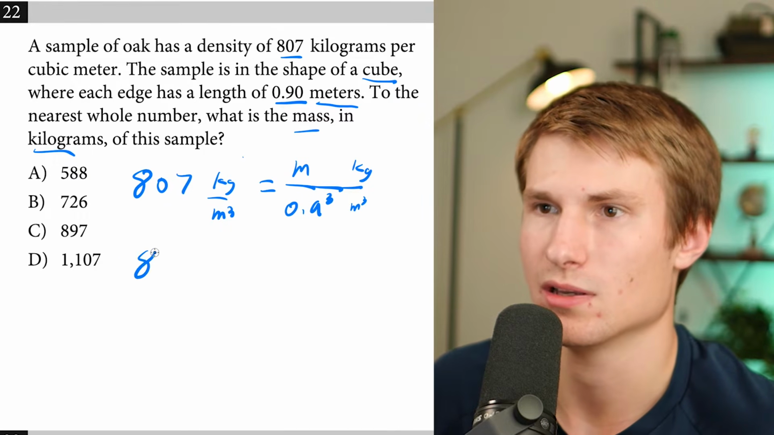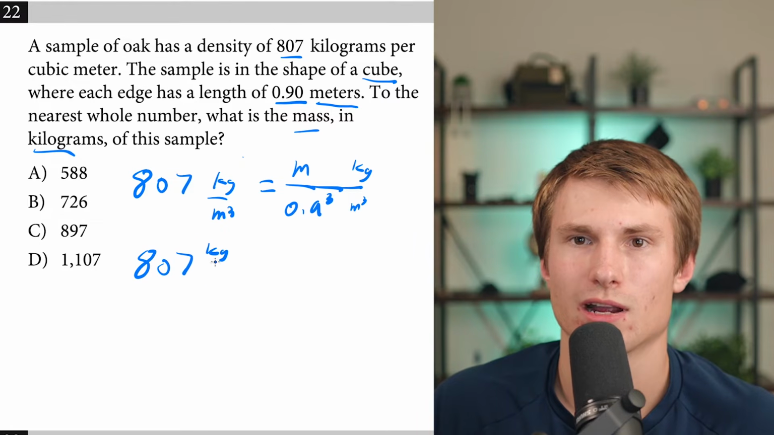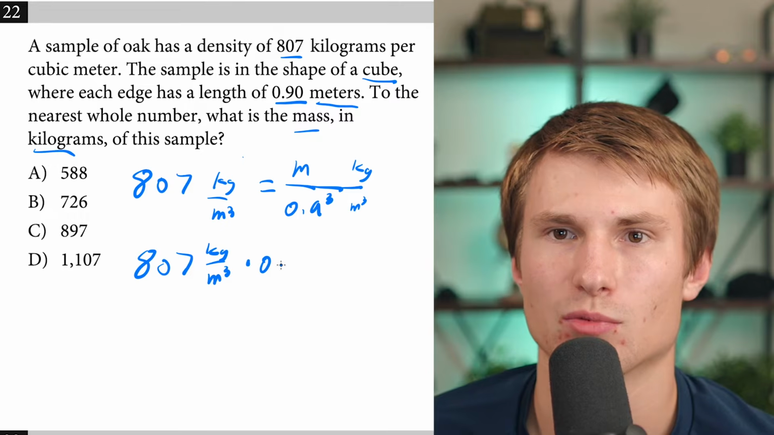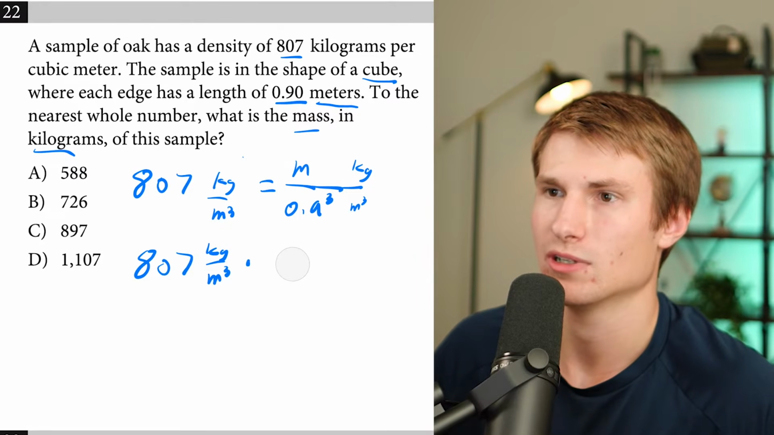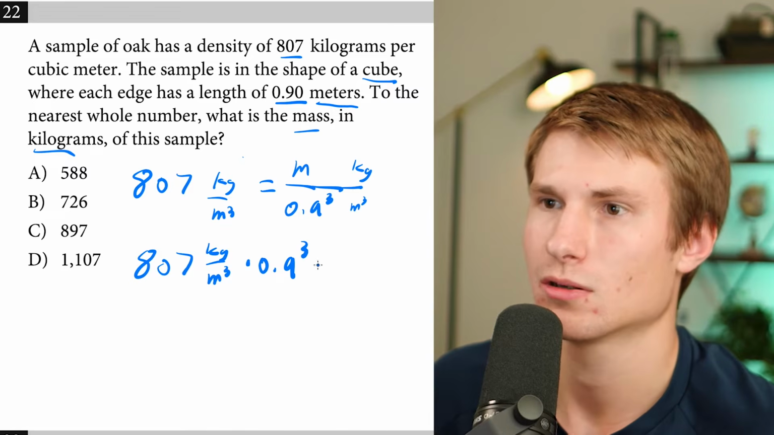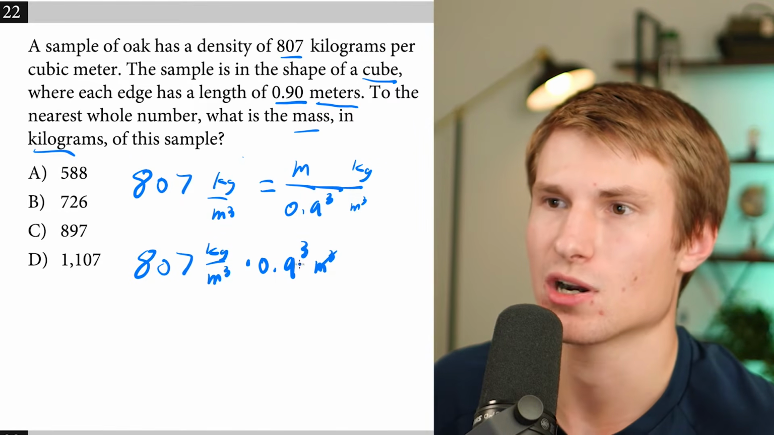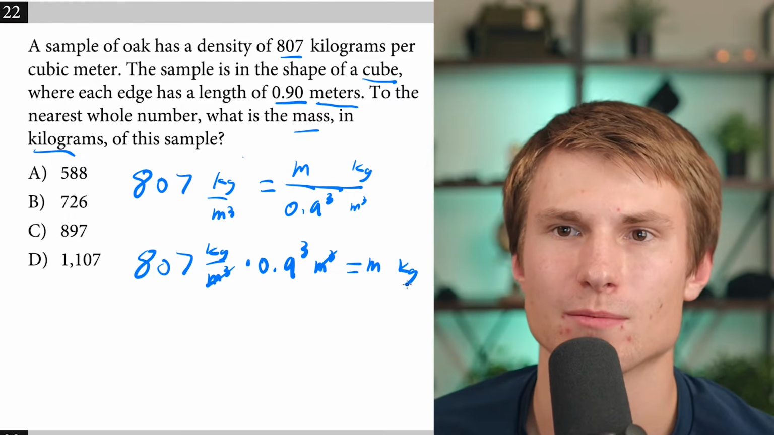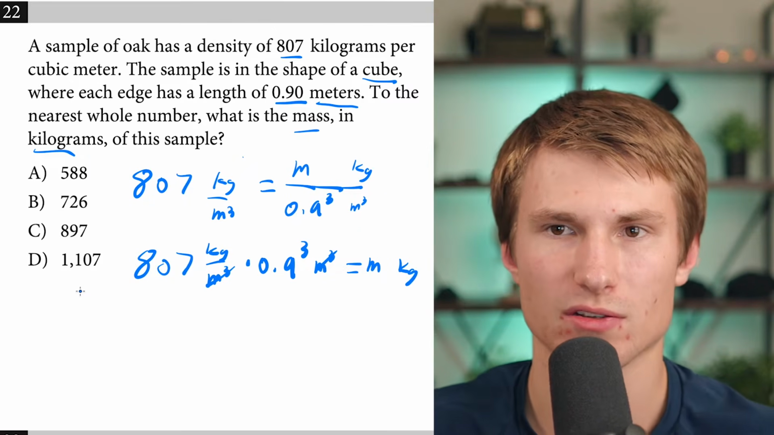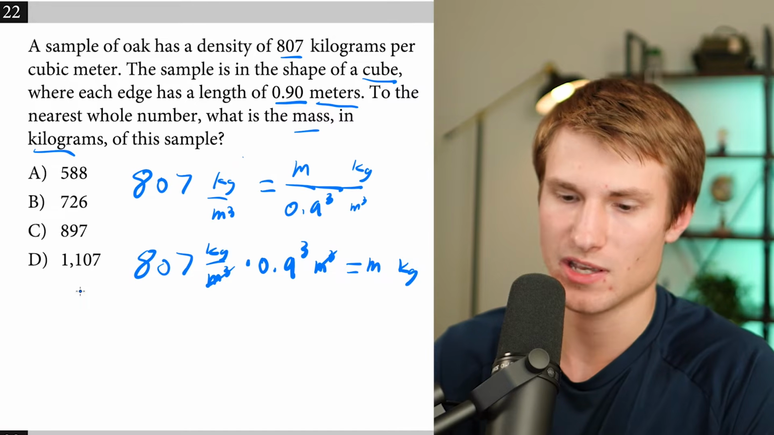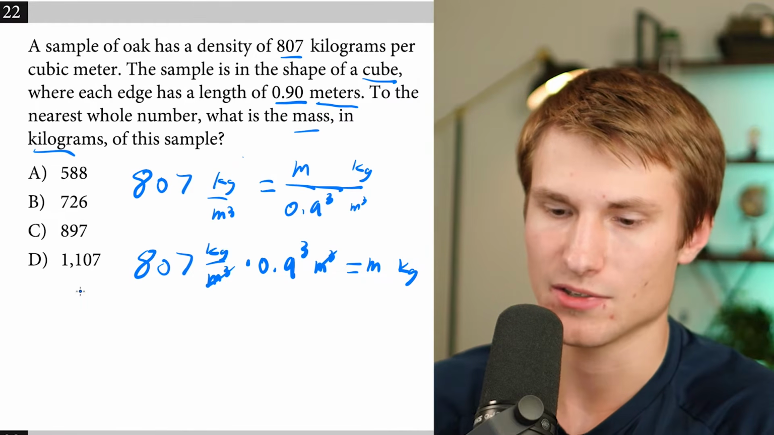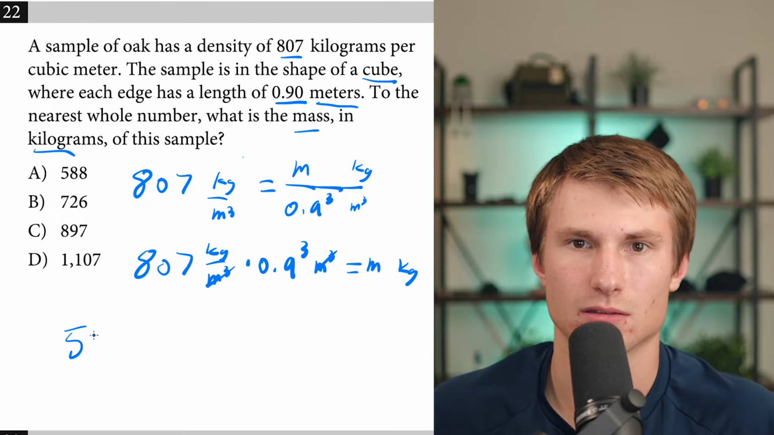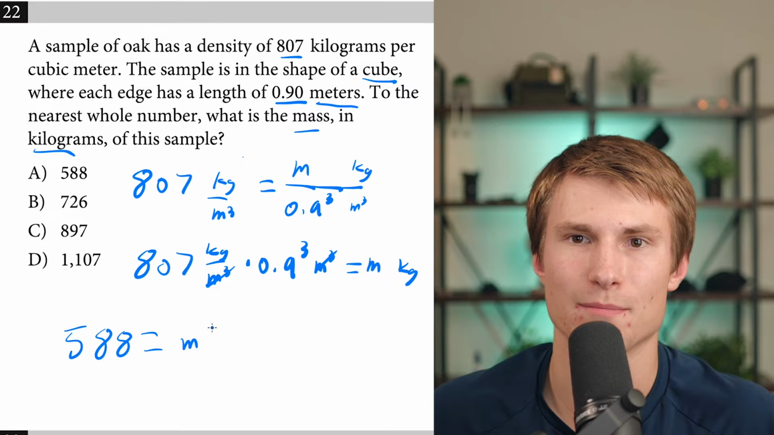We're going to end up with 807 kilograms per meter cubed, and then multiply that by 0.9 raised to the third power meters cubed. As you can see, our meters cubed are going to cancel. We'll be left with the number of kilograms, which as you can see will equal our mass in kilograms. So that's a good check on our work. Okay, from there, let's go ahead and put this in our calculator and get our answer. So it's going to be 807 times 0.9 cubed. And that will give us our answer of 588. Okay, so 588 is equal to our mass in kilograms.